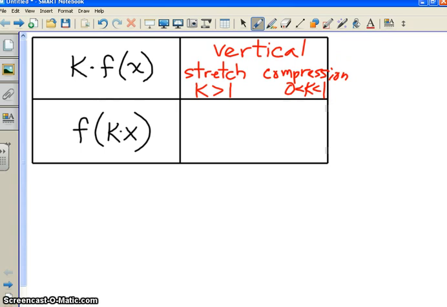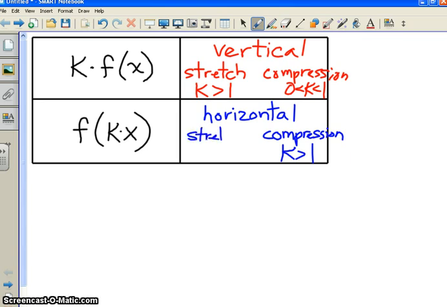So this notation, f of k times x, changes our graph, dilates it horizontally. It does a horizontal compression, as we just found out, if k is bigger than 1, and it does a horizontal stretch if k is between 0 and 1, aka a decimal.